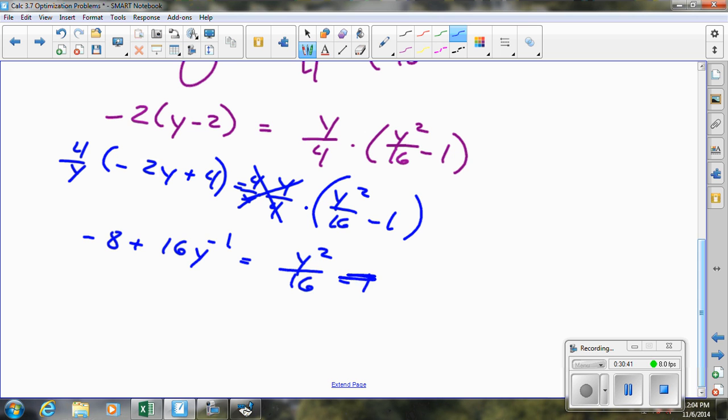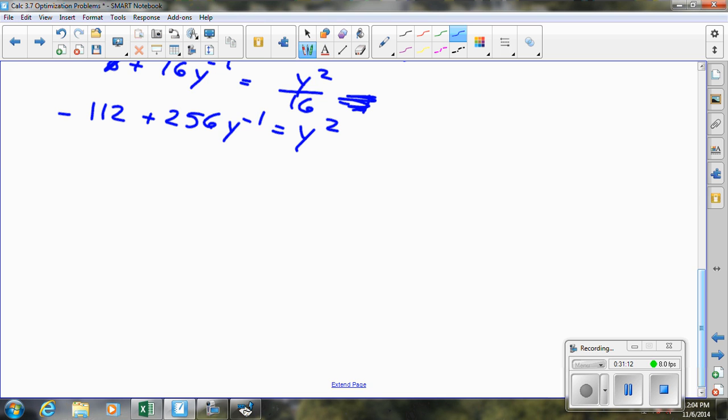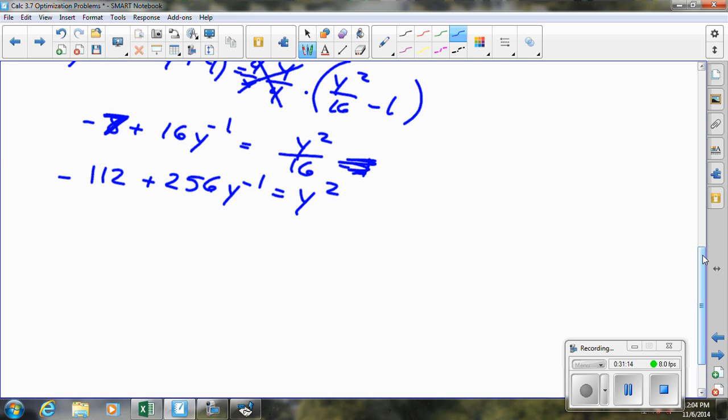We could add 1 to both sides. We could multiply by 16 on both sides, which would be 70 plus 42, negative 112 plus 256 y to the negative 1 equals y squared. And so when is this part true?